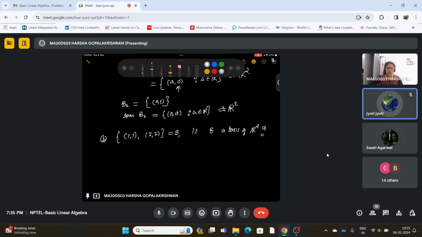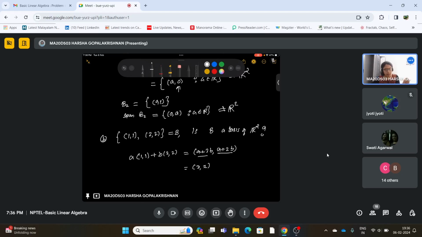No, ma'am. No, it is not a basis. For example, if I am taking some linear combination a(1,1) plus b(2,2), what will I get? a plus 2b, a plus 2b. It is in the form (x, x). That means the first element and second element are the same. But in R2, we have some element (1,0).